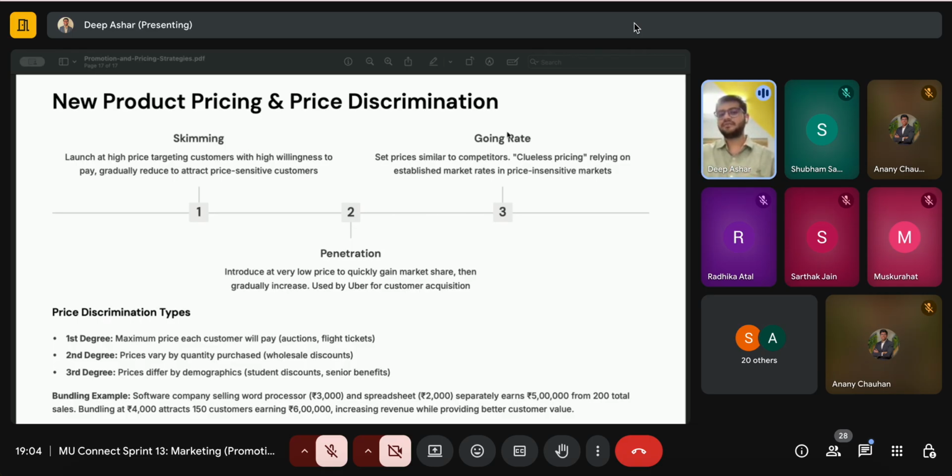So the next one is quite straightforward. This is pricing strategies for new products. The first one is price skimming, where you launch your product at a really high price, and then you keep reducing the price as time progresses.